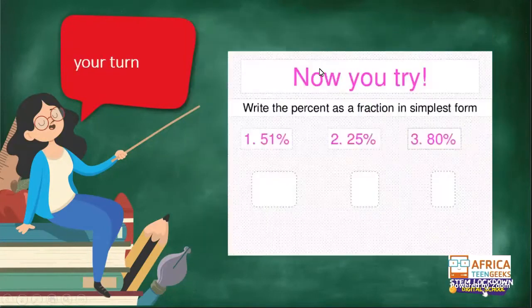Okay? All right, now let's try this exercise. We write the percentage as a fraction in the simplest form. So you are given 51%. How do you then change it to a fraction?